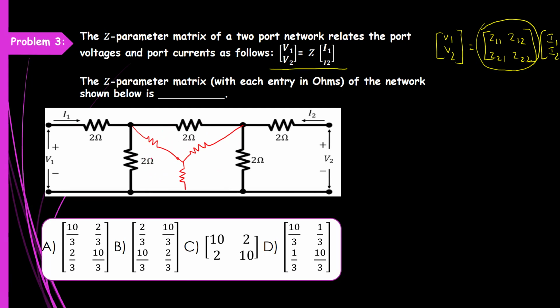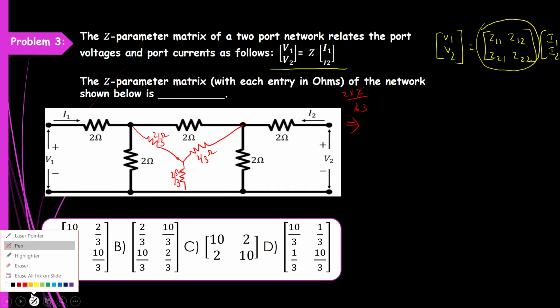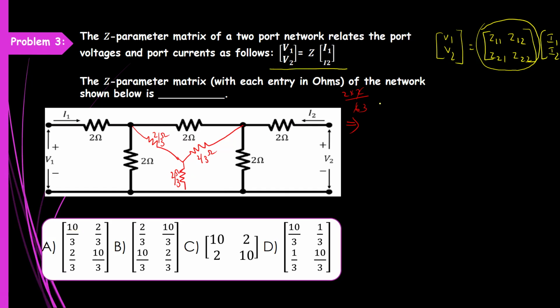To find this resistance, we take the product of the resistances on either side divided by the total resistance. So 2 into 2 by 2 plus 2 plus 2, that is 6. So 2 by 3 ohms. The equivalent resistance in each arm will be 2 by 3 ohms. So this is 2 by 3 ohms and this is also 2 by 3 ohms. Now I am drawing the equivalent star network here. See, already we have 2 ohms, and after conversion, this one.